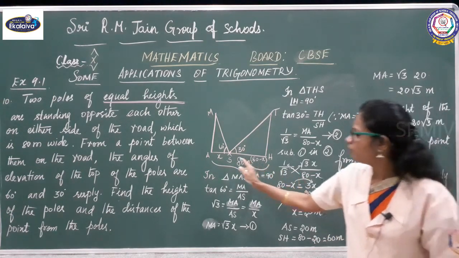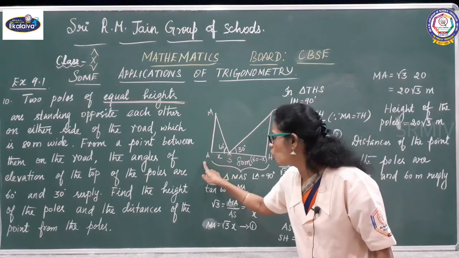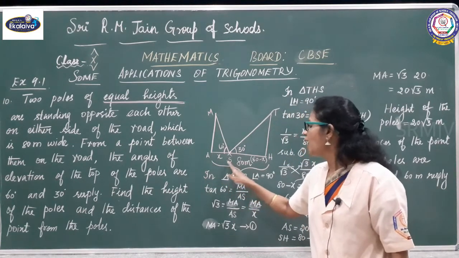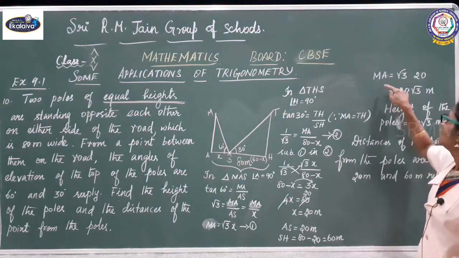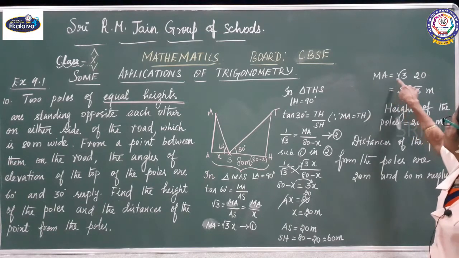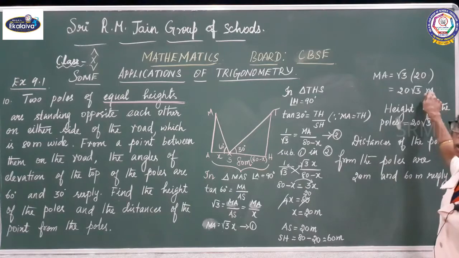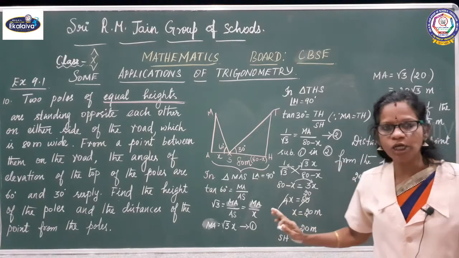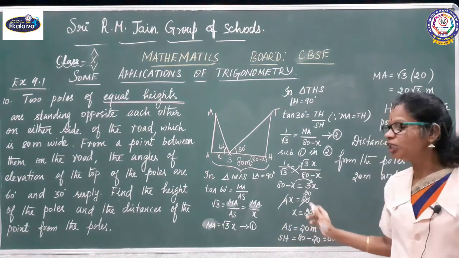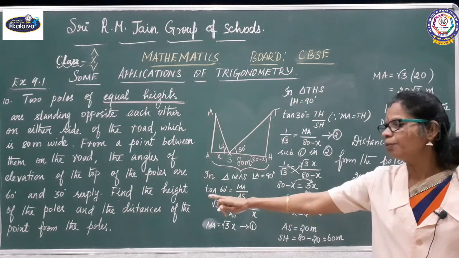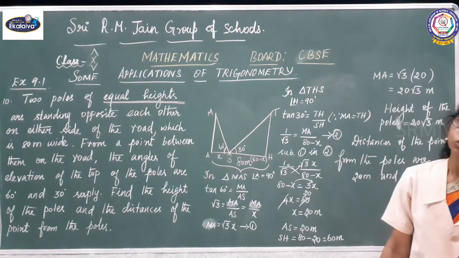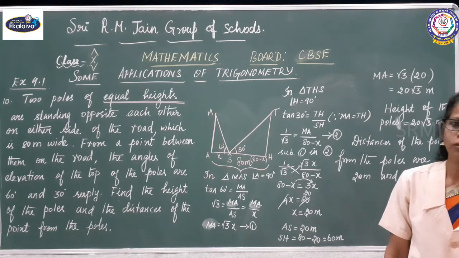The distance between the point to the pole, first pole is 20 and the second pole is 60. Then height of the pole MA equal to root 3 into 20, that is 20 root 3 meter. Height of the pole is 20 root 3 meter. The distance of the point from the pole is 20 and 60.